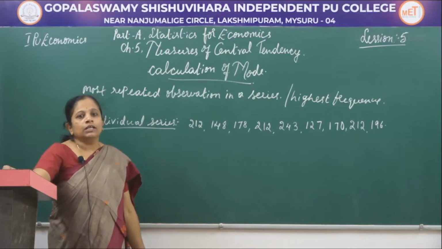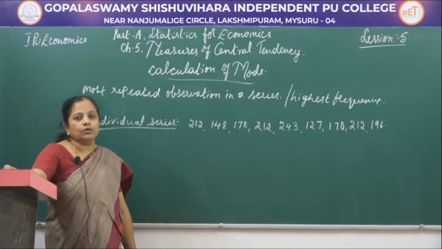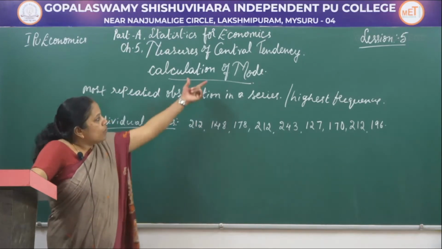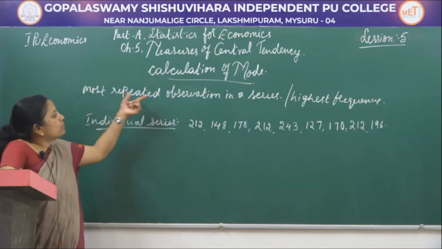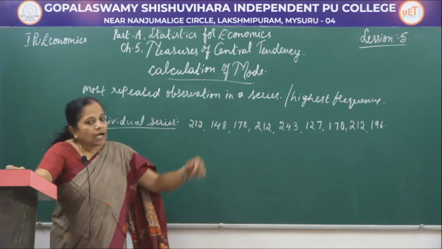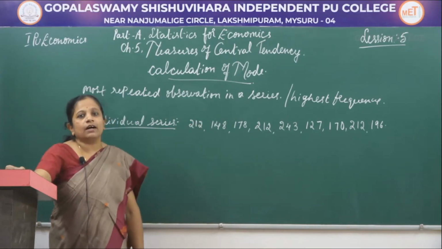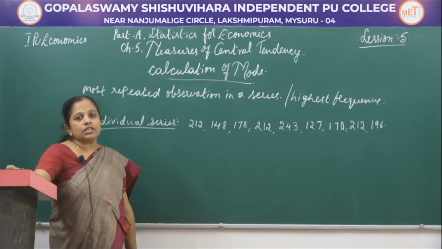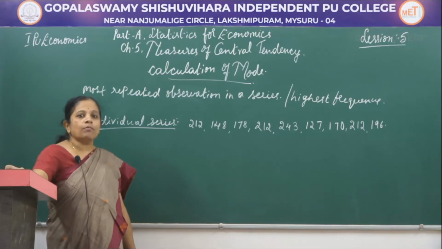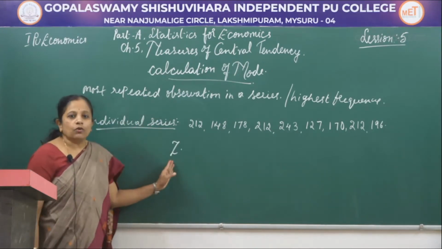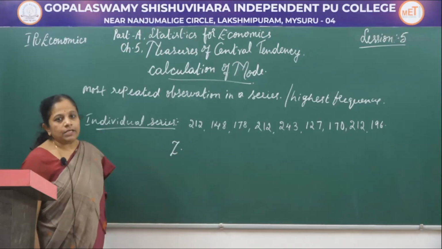You all know that these are the most commonly used averages, the mean, median and mode. So, mode is the most repeated observation in a series, and it is the highest frequency that is recorded in that particular series. So, mode is a positional average, the one which is frequently seen in that series. Let us now calculate the mode. Mode is denoted by the alphabet Z.